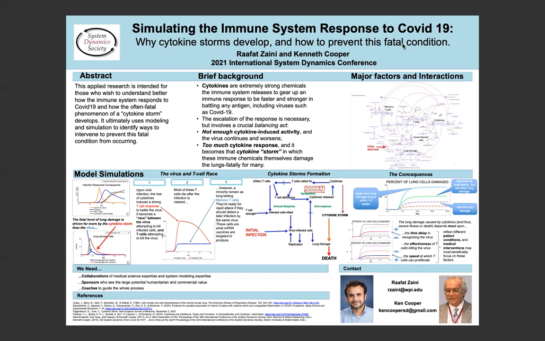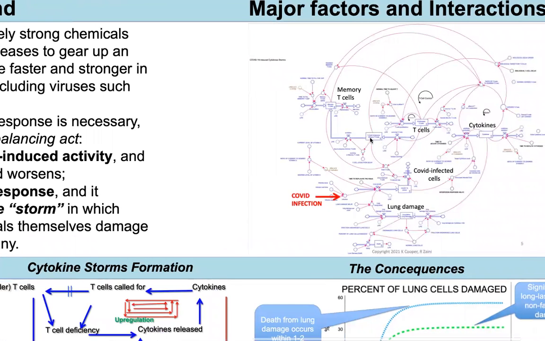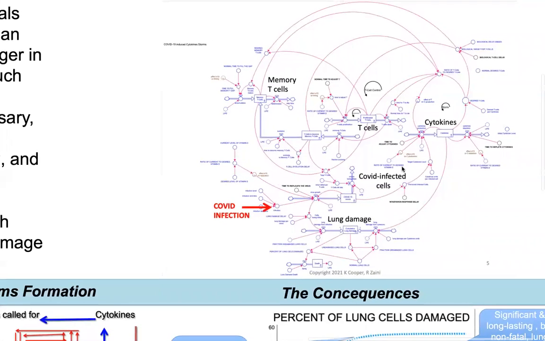The major factors and their interactions considered in this model include five stocks, and I'm zooming in here to show them to you. They are the infected cells, the cytokines, the T cells, the memory T cells, and the lung damage.